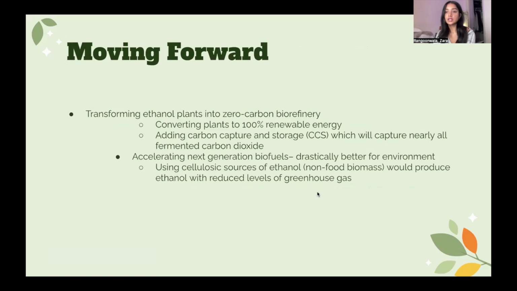Moving forward, also things you can do without considering budget as an issue, we can transform ethanol plants into zero carbon refineries, which would be converting plants to 100% renewable energy, as well as adding carbon capture and storage, which will capture nearly all fermented carbon dioxide. Lastly, accelerating next generation biofuels, which would be drastically better for the environment. Using cellulosic sources of ethanol, which is non-food biomass, would produce ethanol with reduced levels of greenhouse gases.